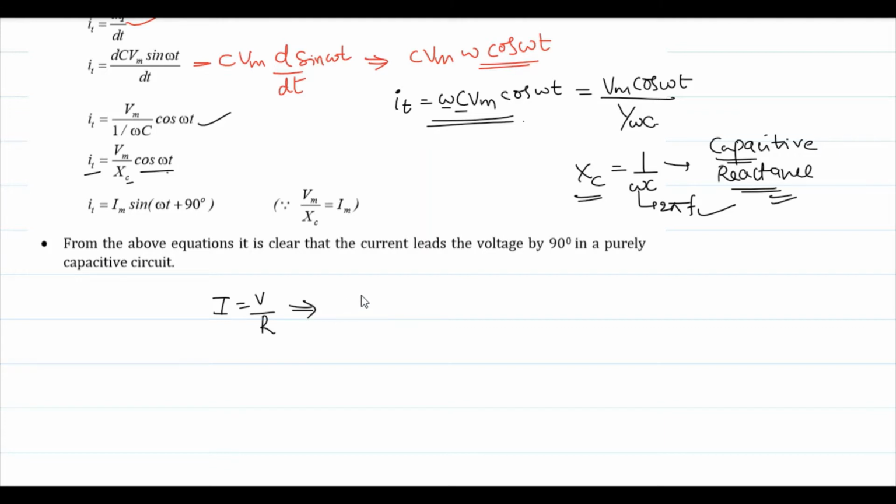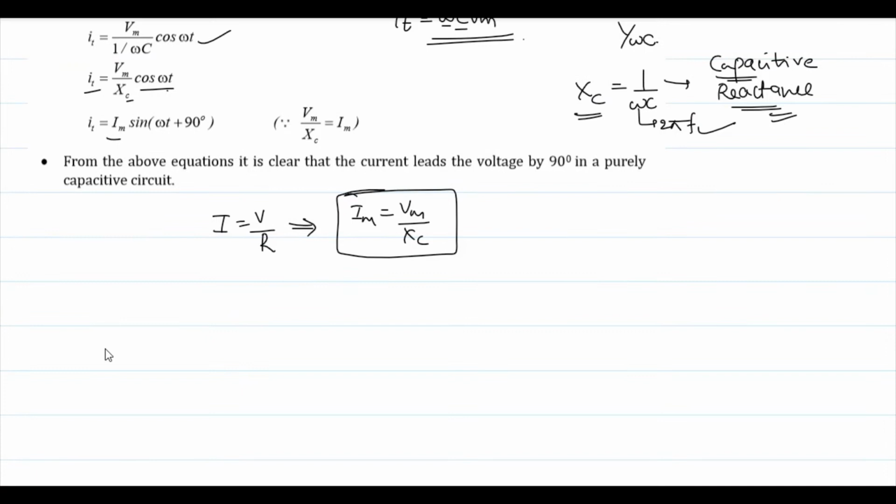Similarly, in case of this purely capacitive circuit, It or Im is equal to Vm divided by Xc, where Xc is the reactance. So it can be written as Im is equal to Vm divided by Xc. Now if I replace this Vm divided by Xc with Im, the equation of current becomes It is equal to Im sine of omega t plus 90, where you can write cos of omega t as sine of omega t plus 90.